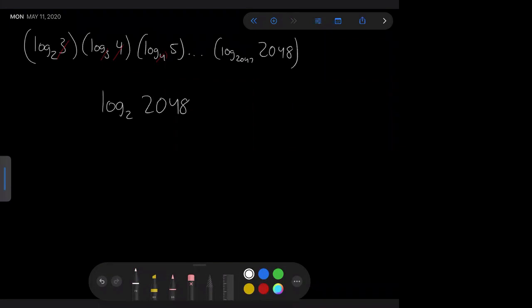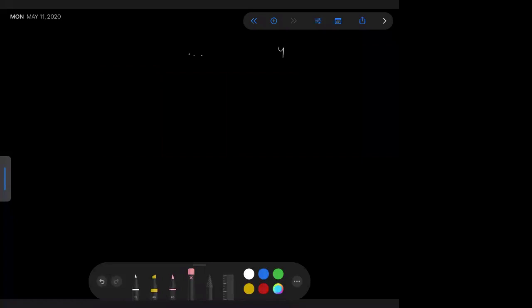Now, if you don't know your powers of 2, I recommend that you know them at least to the power of 15. It's very, very useful. And if you know those powers of 2, you'll recognize that 2048 is 2 to the 11. So the answer is 11. Pretty easy start to this one. Let's move on to the next one. Determine the following fraction.